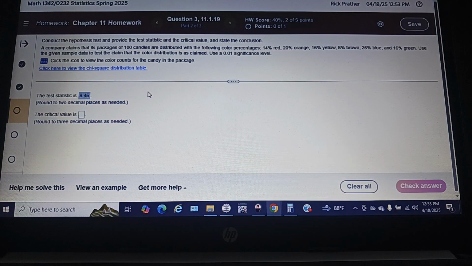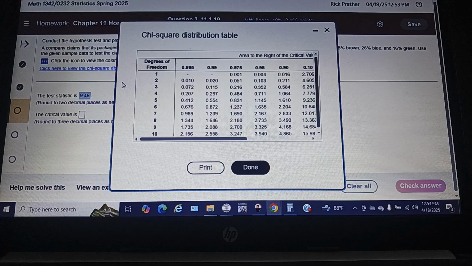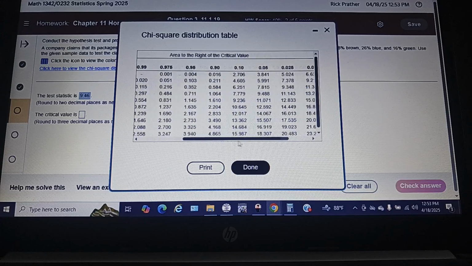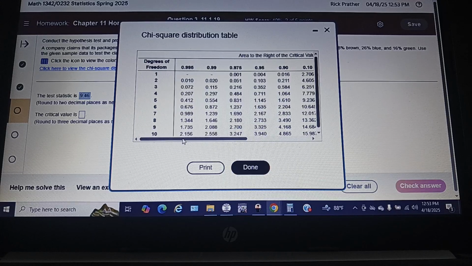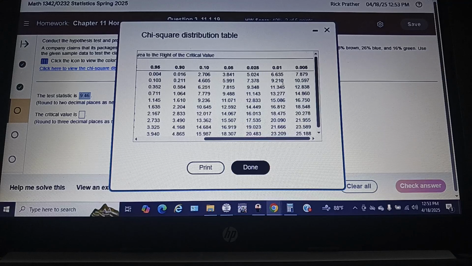Okay, critical value, so I have 5 degrees of freedom because there's 6 candies, and there's a 1% level of significance. So there's a chi-square distribution table right here. And if I find 1%, 1%'s right there, and go down to 5 degrees of freedom. 1, 2, 3, 4, 5, right there. 15.086. That's the 1% level of significance with 5 degrees of freedom.